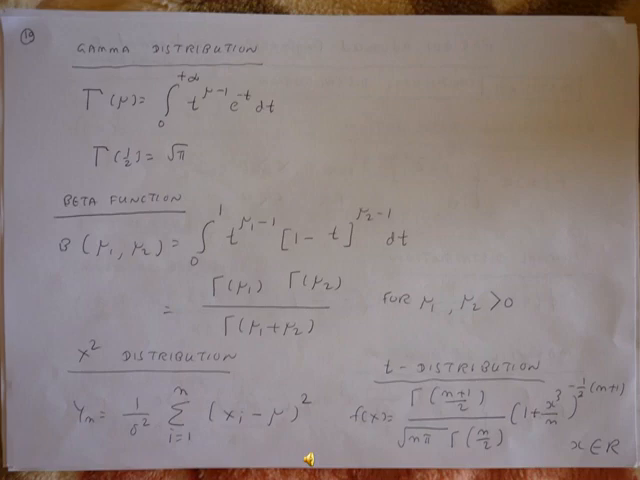Then we can write down the equation: beta B(mu1, mu2) is equal to gamma mu1 multiplied with gamma mu2 divided by gamma of mu1 plus mu2. For this, the mu1 and mu2 values must be greater than 0. And then we write down the equation for the chi squared distribution. The chi squared distribution function is Yn equal to 1 by delta squared, the summation from i equals 1 to infinity of (Xi minus mu) the whole square.